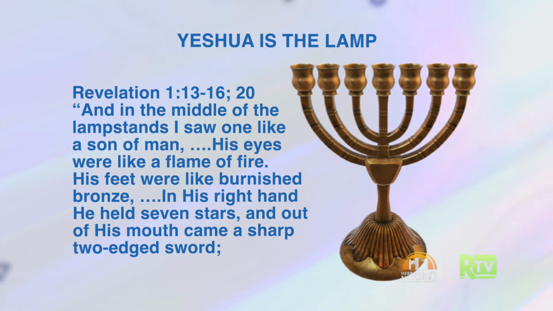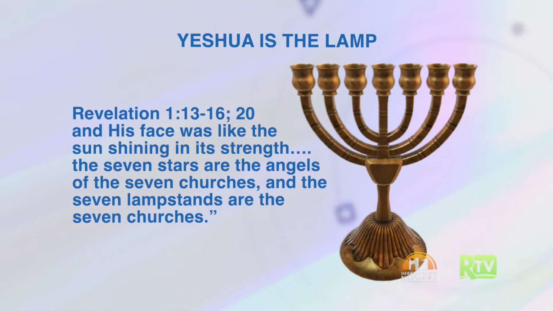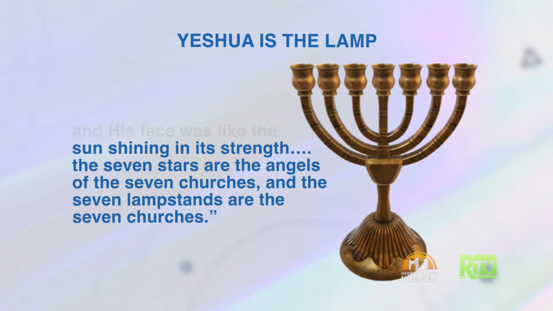Revelation 1:13 through 16 and verse 20 says, "And in the middle of the lampstand, I saw one like a son of man. His eyes were like a flame of fire. His feet were like burnished bronze. In his right hand, he held seven stars, and out of his mouth came a sharp two-edged sword. And his face was like the sun shining in its strength. And the seven stars are the angels of the seven churches, and the seven lampstands are the seven churches."